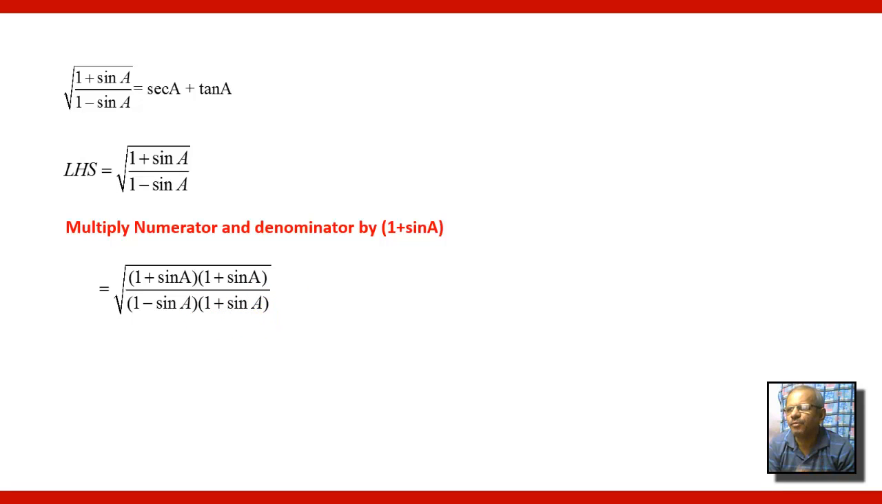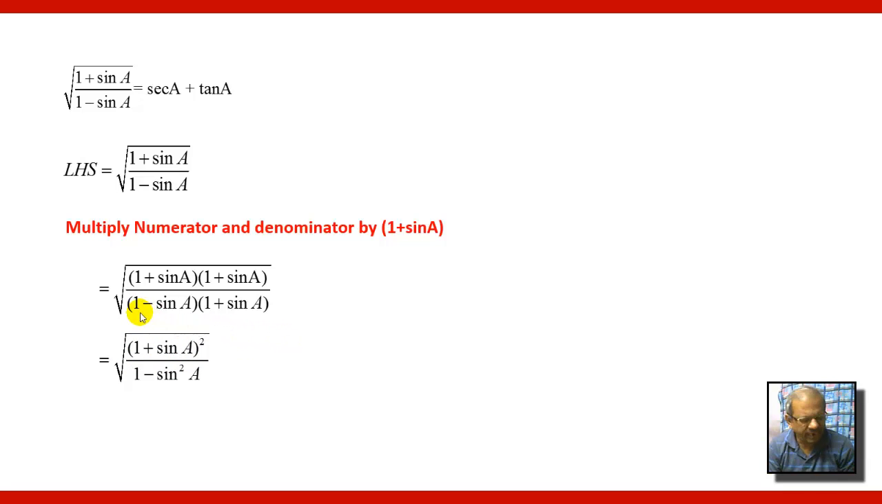So multiplying the numerator and the denominator by the same number means we are multiplying by 1 only, and multiplying any number by 1 doesn't make any difference to the original number. So here in the numerator you will get 1 plus sine A multiplied by another bracket 1 plus sine A. Both brackets are the same, so you can write it as 1 plus sine A bracket square.